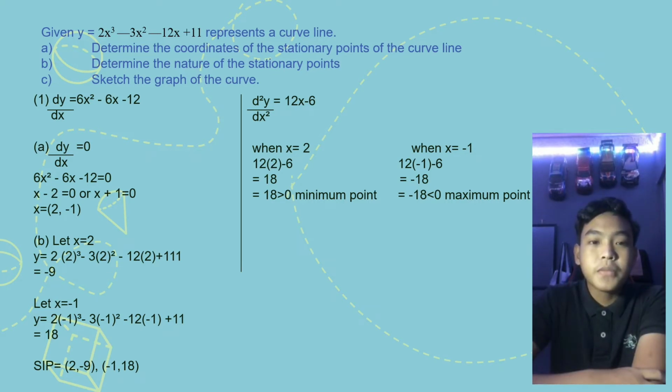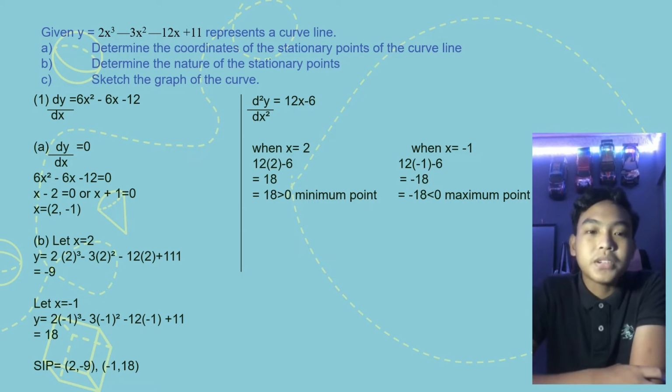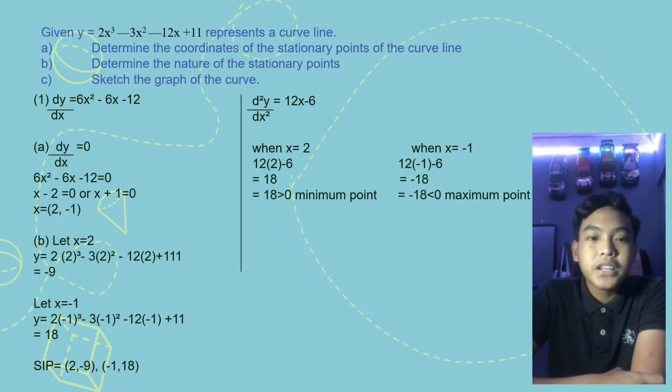First of all, we must differentiate the equation, so we get 6x squared minus 6x minus 12. Next, we can solve question A. First step, dy per dx must equal 0. Second step, write dy per dx, which is 6x squared minus 6x minus 12 equals 0. We can find the value of x by using EQN on the calculator. After we use EQN on the calculator, we get the values of x as 2 and negative 1.